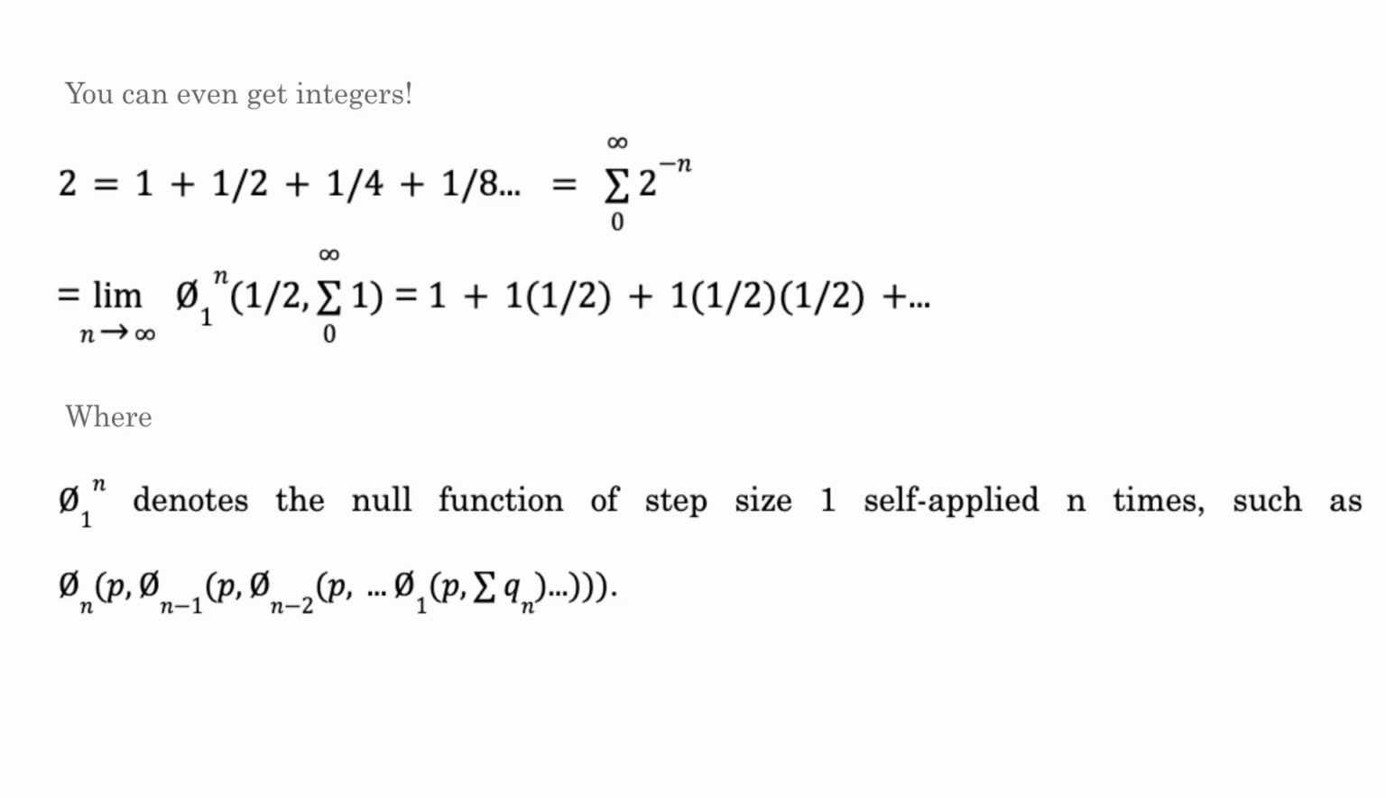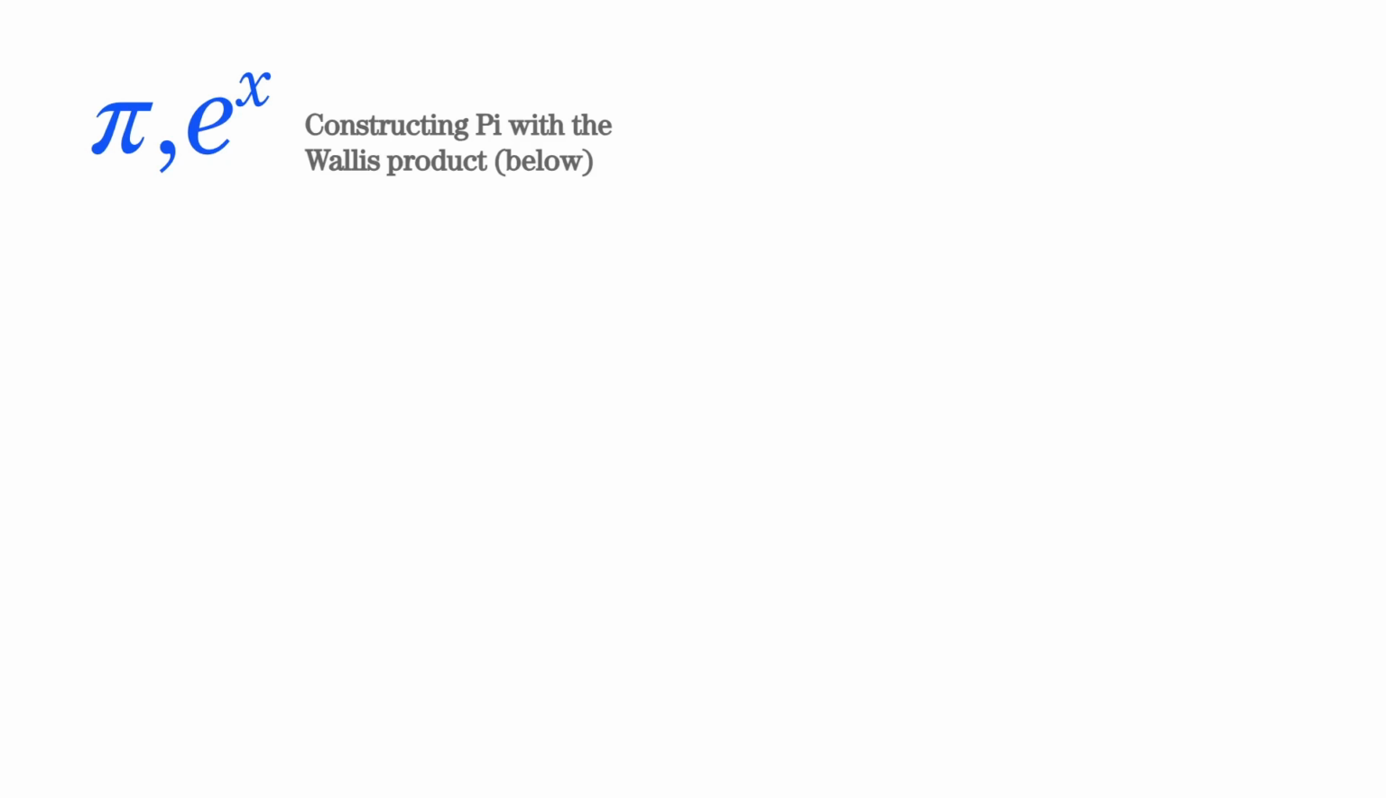With the main properties of the null function and the void function in mind, let's do something with it, shall we? We're first going to construct pi with the Wallis product below, then e to the x in a later slide.